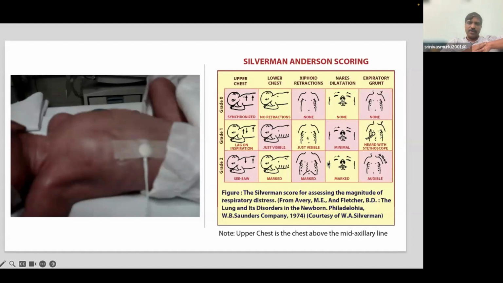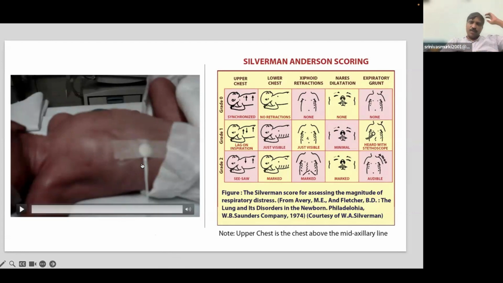So you are able to see it from a distance, 2. And you are able to hear the grunt. So score is 2. So total score is 7. Very good. Wonderful. So this baby has a total score of 7/10. And we said this baby has moderate respiratory distress.